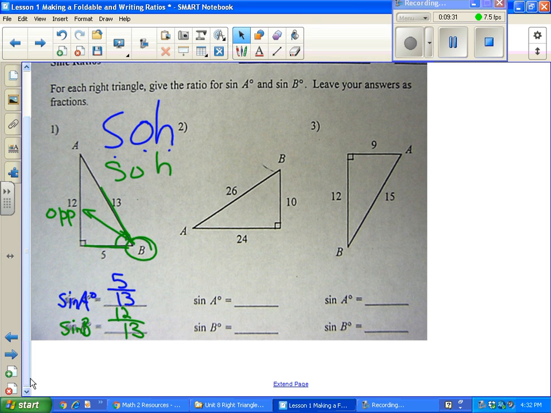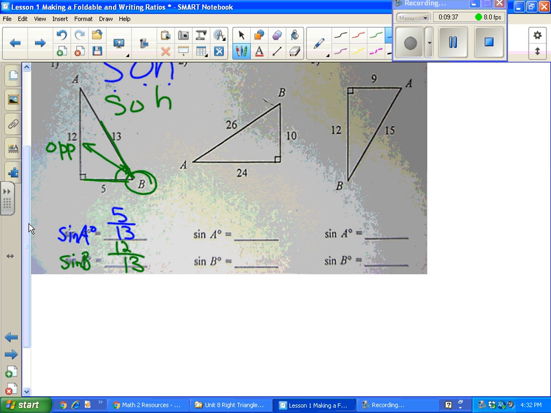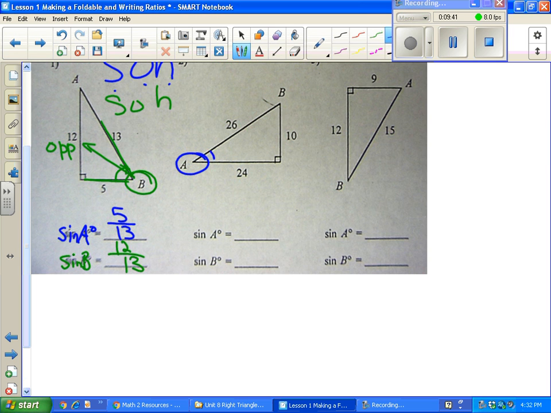Let's go to our next picture. I'm looking at sine of angle A, and again, know where you're starting from. I'm starting from angle A, so it's like I'm seated right here, and here's the angle. It's still SOH, so I need opposite to hypotenuse. Opposite would be 10, so 10 goes on top. Now which one is the hypotenuse, 26 or 24? It's 26. It's always across from the 90-degree angle.